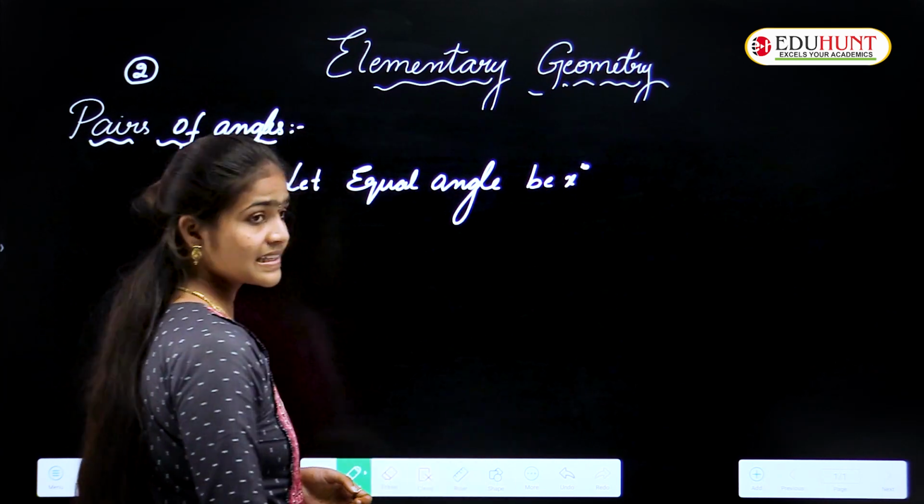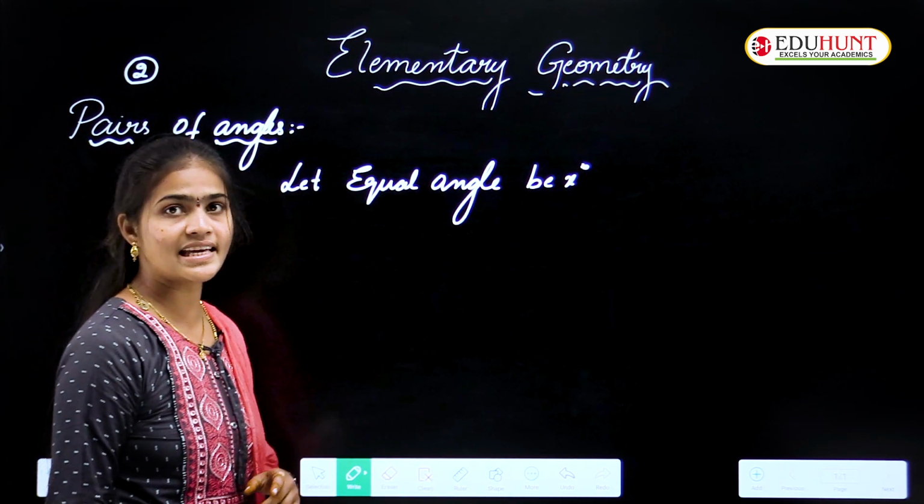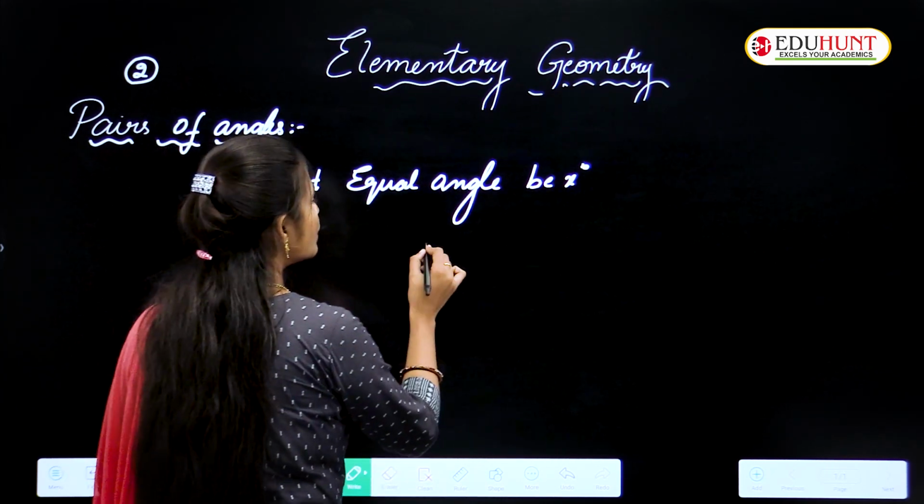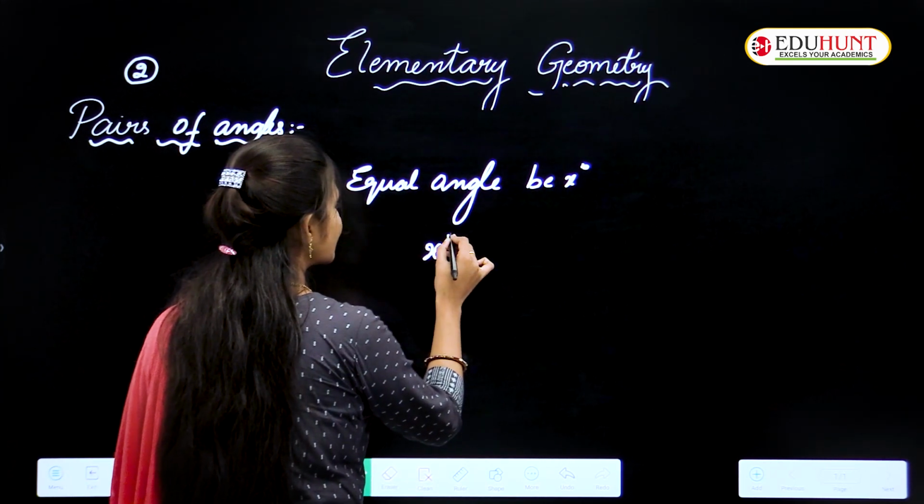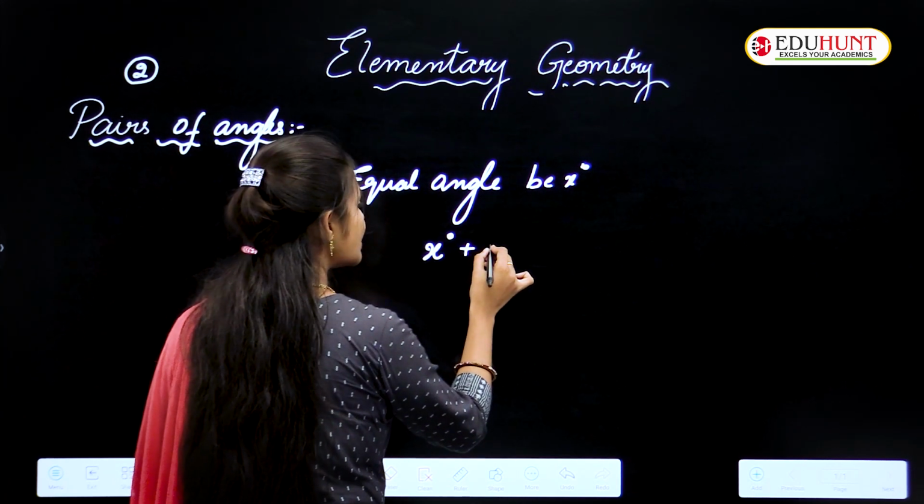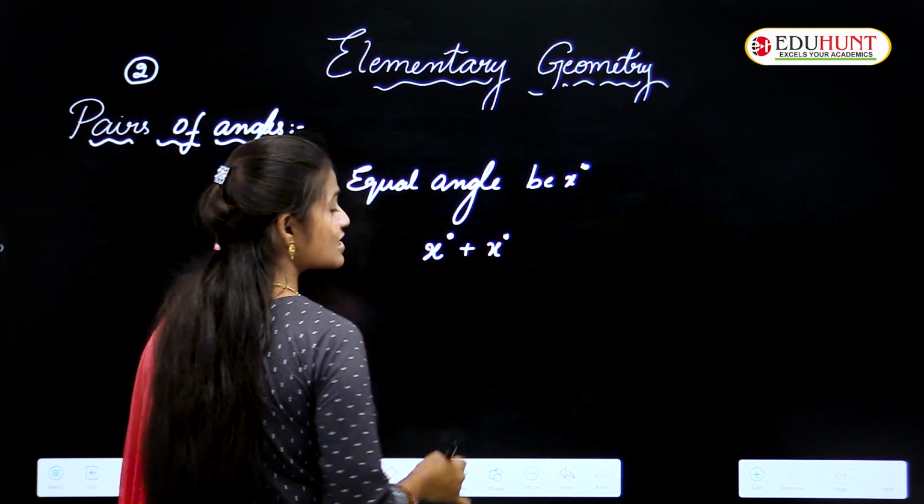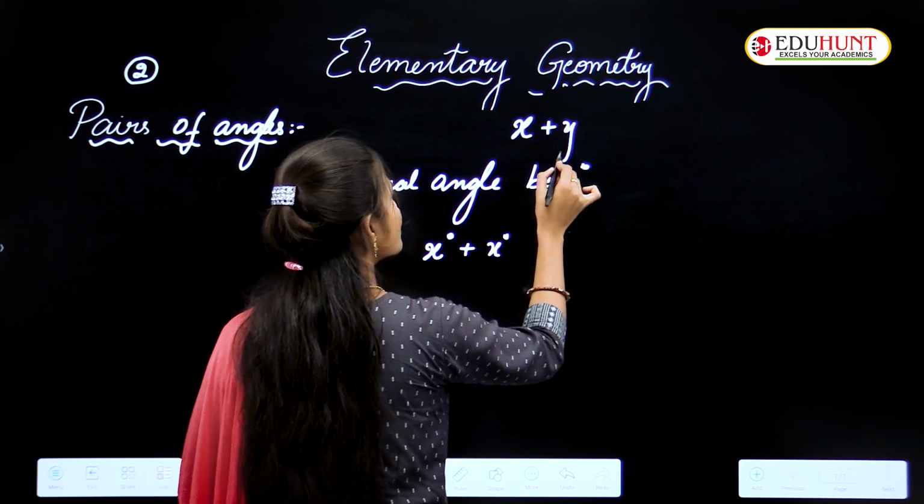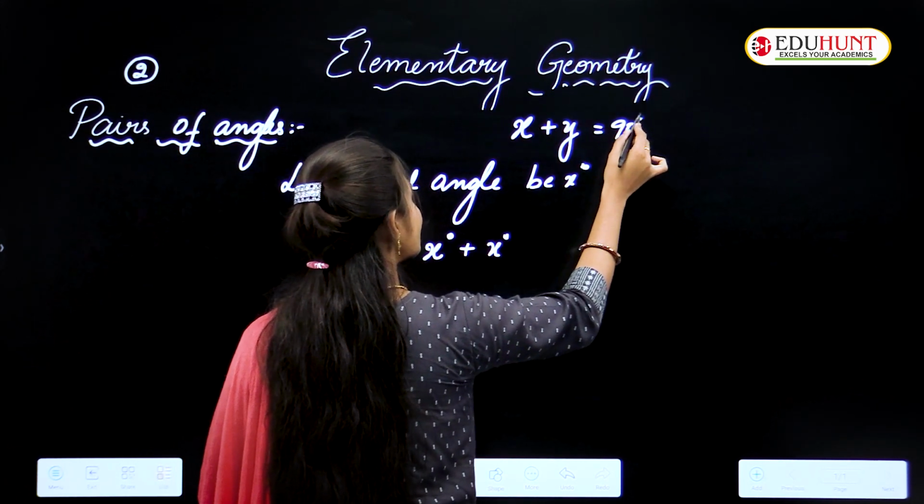Let the angle be x degrees. What I am saying here is that two angles are equal, pairs of angles we are discussing. So how many angles are there? Two angles. We can take this one as x degrees and the other one is also x degrees. Already we know that relation. What is that? Complementary angles means x plus y is equal to 90 degrees.